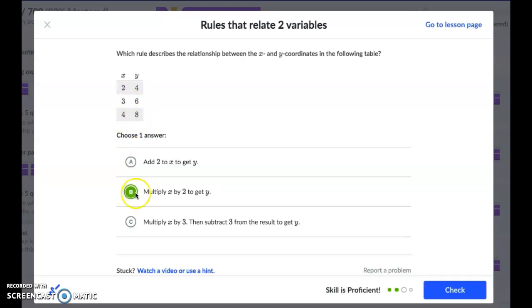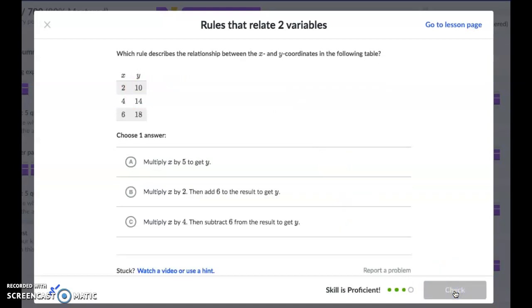So B does work. And then if I wanted to just double check C, multiply x by 3, then subtract 3 from the result. So 2 times 3 would be 6, and then subtract 3 would give me 3 here, not 4. So C is not going to work.